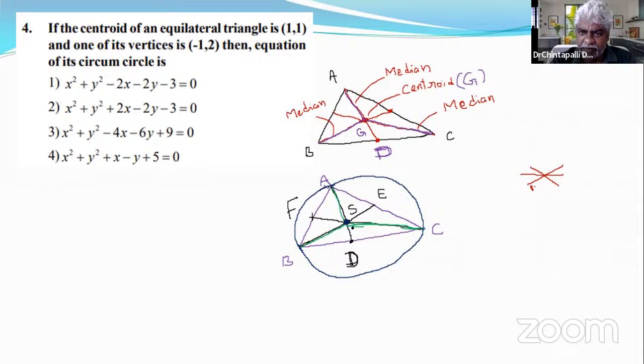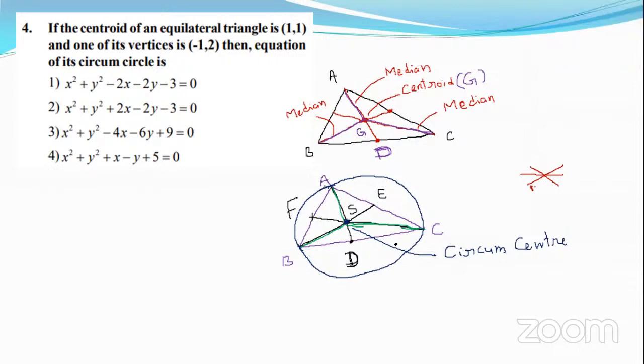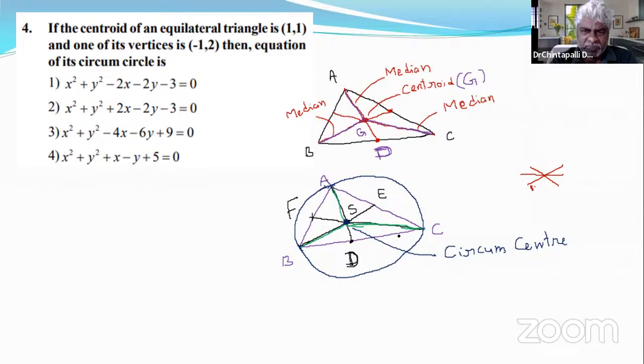That's why this point is called circumcenter. If we want to construct a circumcircle, first we need to find its circumcenter. Center is the circumcenter, and the radius is the distance from that circumcenter to any of the three vertices.